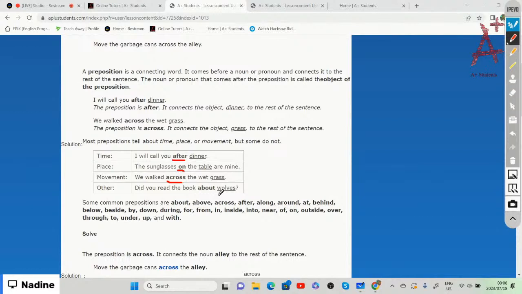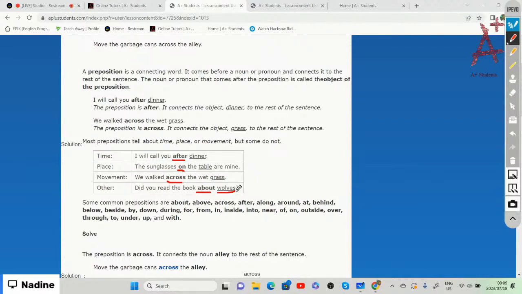And remember, we said most prepositions either tell us about time, place, or movement, but some do not, right? For example, other: did you read the book about wolves? So about is the preposition, and it connects the object, which is wolves, to the rest of the sentence.